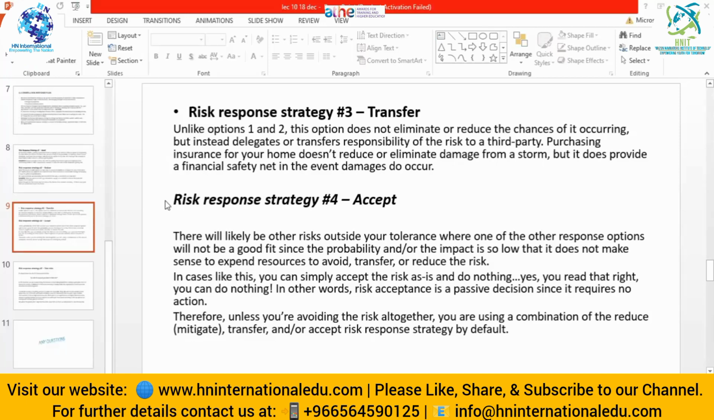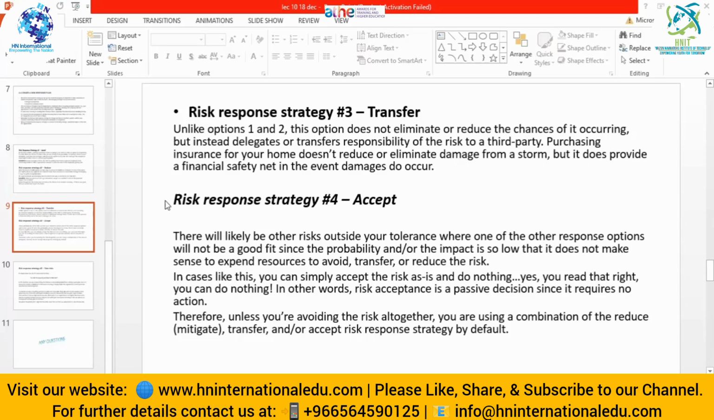So now we will talk about risk response strategy number 4, that is accept. Accept means that there will likely be other risks outside your tolerance where none of the other response options is a good fit, since the probability and/or the impact is so low that it does not make sense to expend resources to avoid, transfer, or reduce the risk. In cases like this, you can simply accept the risk as is and do nothing.